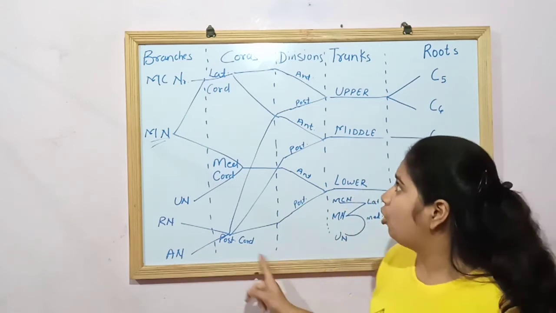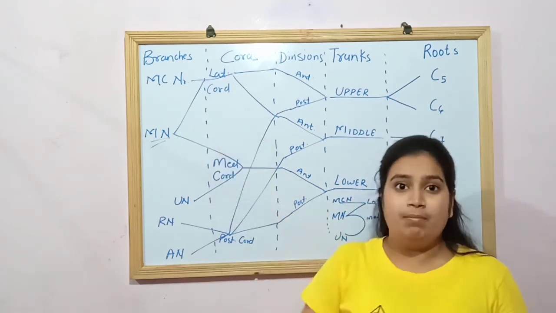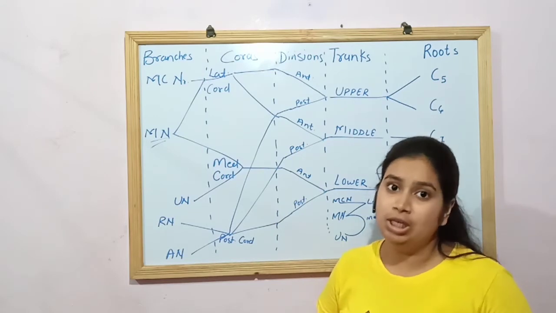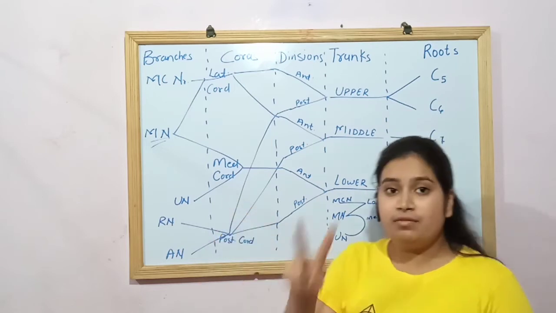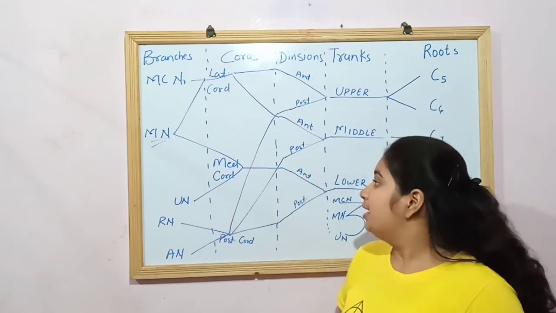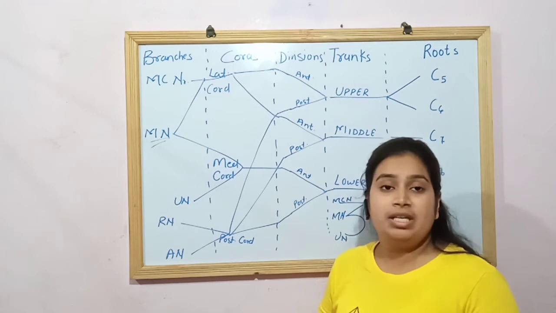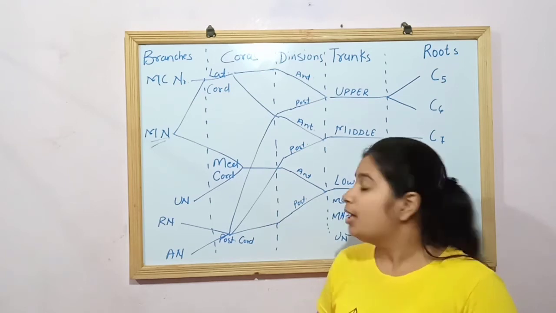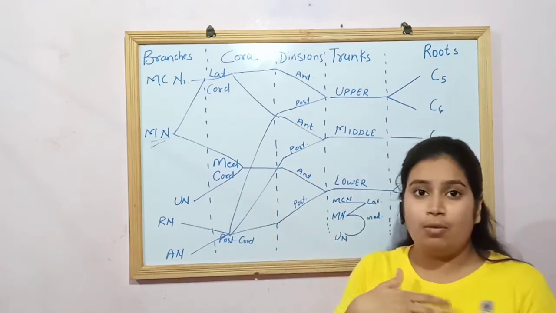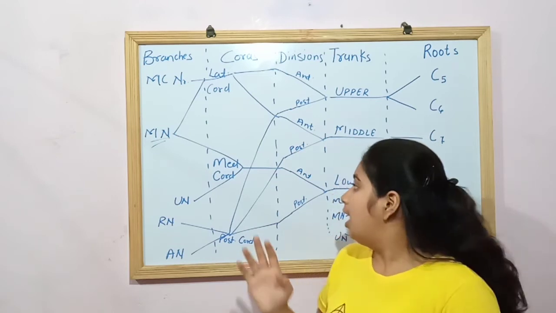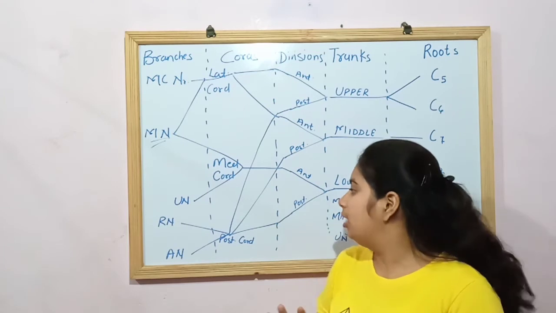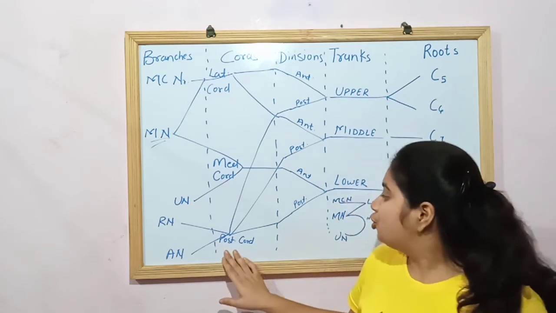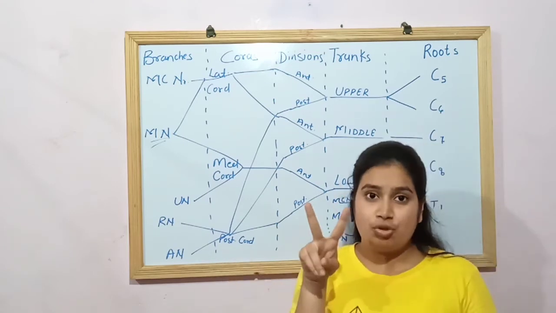What happens with the cords? Lateral cord gives one branch, the lateral pectoral nerve, which innervates the pectoralis major muscle. Medial cord gives rise to two branches, the medial pectoral nerve and the medial cutaneous nerve of the arm and forearm. Medial pectoral nerve innervates your pectoralis major muscle, and the medial cutaneous nerve of the arm and forearm is also called the antebrachial nerve. And the posterior cord also gives rise to two branches.